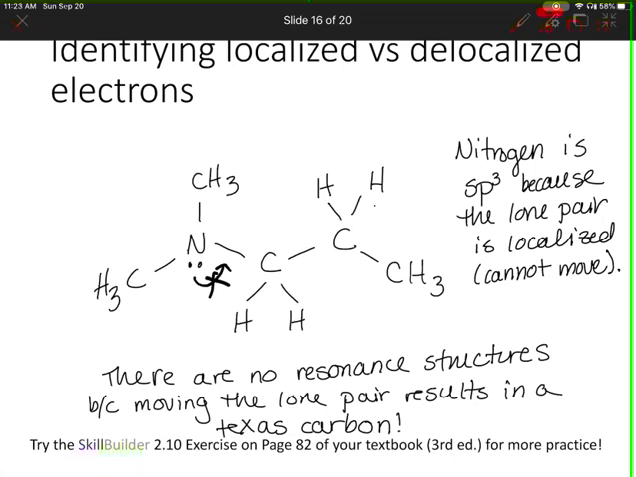So again, this is a really good way to identify whether you have localized or delocalized electrons. Is an atom sp2 hybridized? Is it sp3 hybridized? If it's sp2 hybridized, that means the electrons are in a p orbital, so they could move. But additionally, you have to look for that combination of a lone pair of electrons and then a double bond nearby. Now, if you want more practice with this, I recommend trying the Skill Builder 2.10 exercise on page 82.